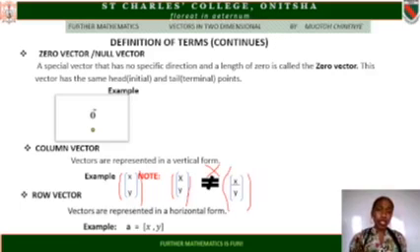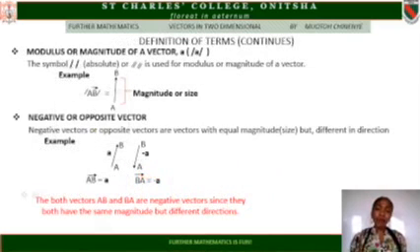Then the next one is the row vector. The word row is in a horizontal form. So when a vector is in a horizontal form, it is called a row vector. For example, you are seeing it on the screen. Next is the magnitude. Very importantly, the magnitude or the modulus of a vector. For magnitude, we use two vertical lines to represent it. We use that to represent the modulus or magnitude of a vector. The magnitude or the modulus is just the size of that particular vector.